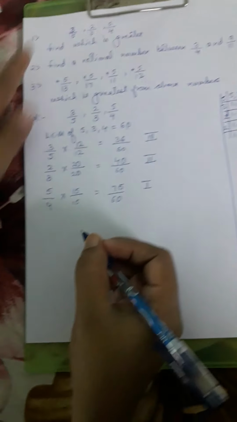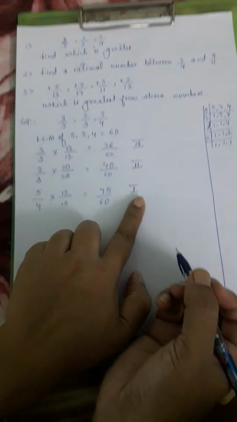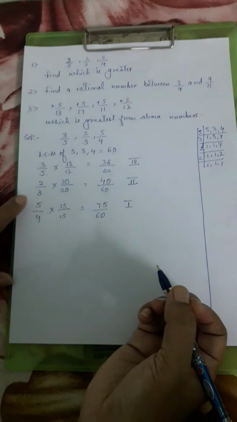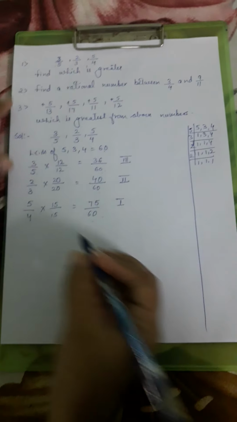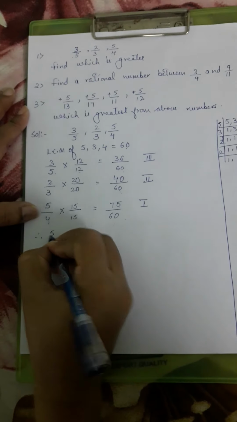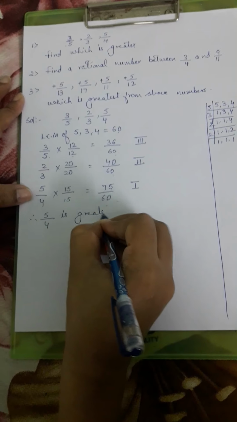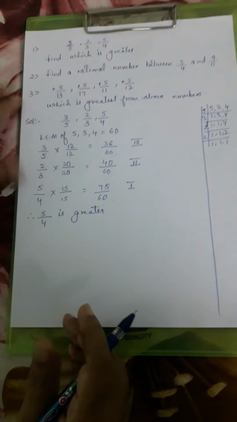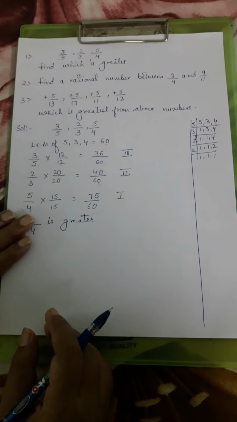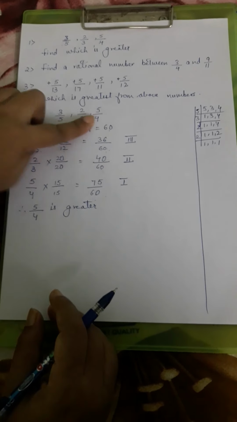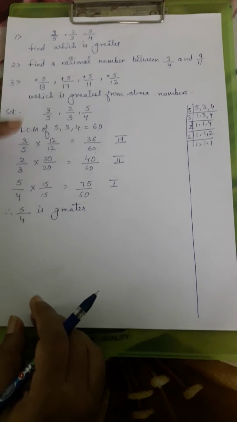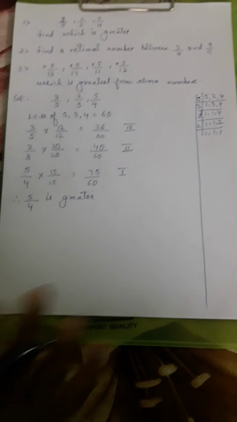Okay. So from these, which is greater? 75 by 60 corresponds to 5 by 4. This 5 by 4 is greater. Therefore, you will tell 5 by 4 is greater. So even if you have two fractions, you have to compare which is greater, smaller. The same method you will follow. If you have three, then 3 steps. If you have two fractions, 2 steps. Just the same way.